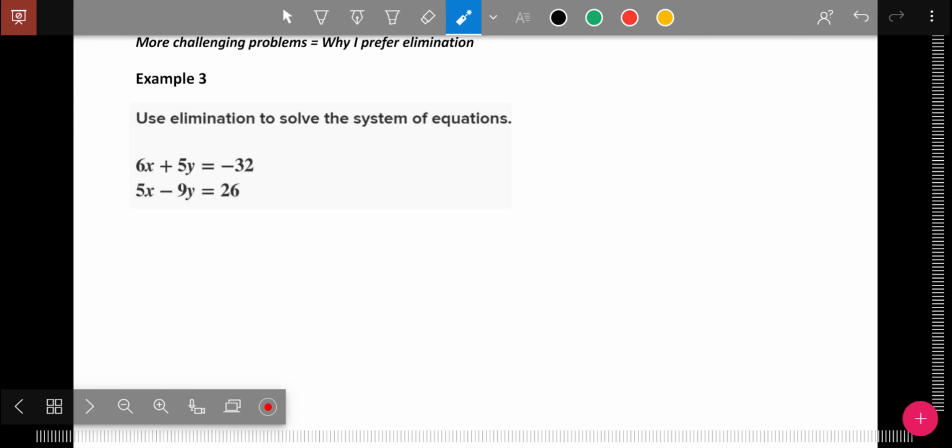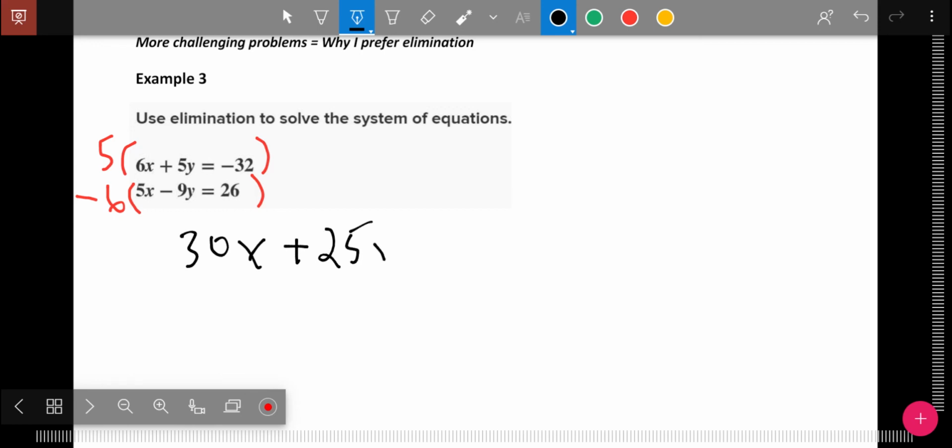And so I'm going to get the x's the same. I'm going to times everything on top here by 5. And I want to times everything on bottom by -6, because that's going to give me 30x and -30x. And so that's what I was looking for. 5 times 6x is 30x. 5 times 5y is 25y. And 5 times negative 32, grab that calculator. 5 times negative 32 is negative 160.